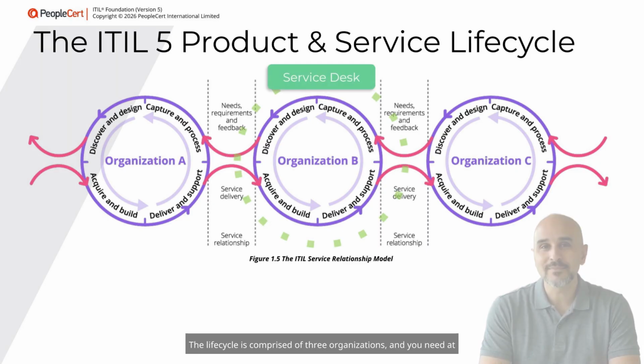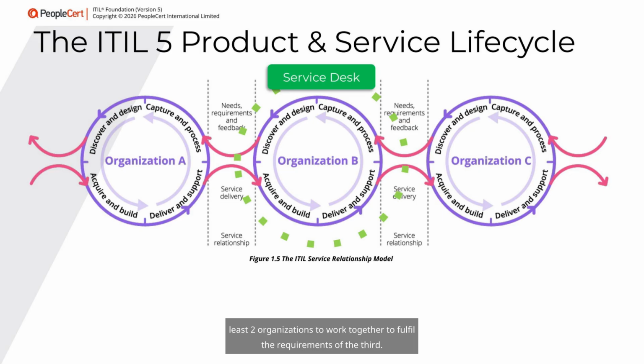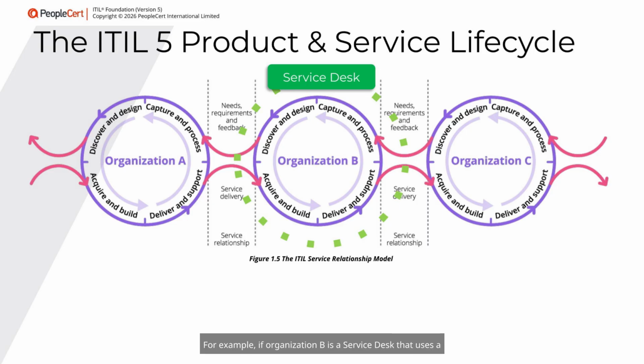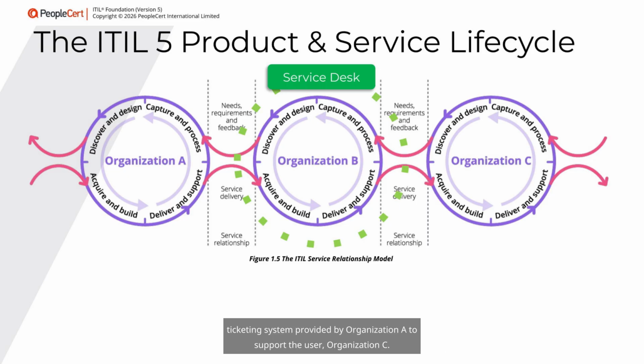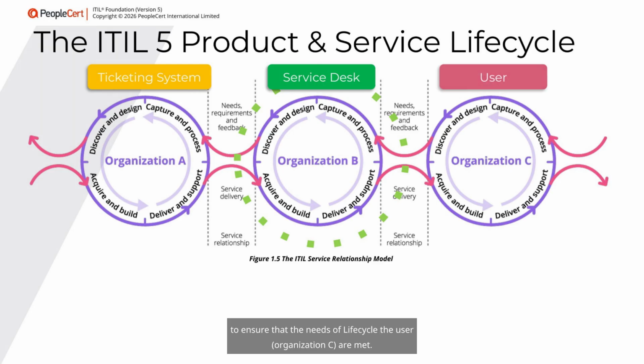The lifecycle is comprised of 3 organizations, and you need at least 2 organizations to work together to fulfill the requirements of the third. For example, if Organization B is a service desk that uses a ticketing system provided by Organization A to support the user, Organization C, then Organizations A and B work together on the ticketing system to ensure that the needs of the user, Organization C, are met.